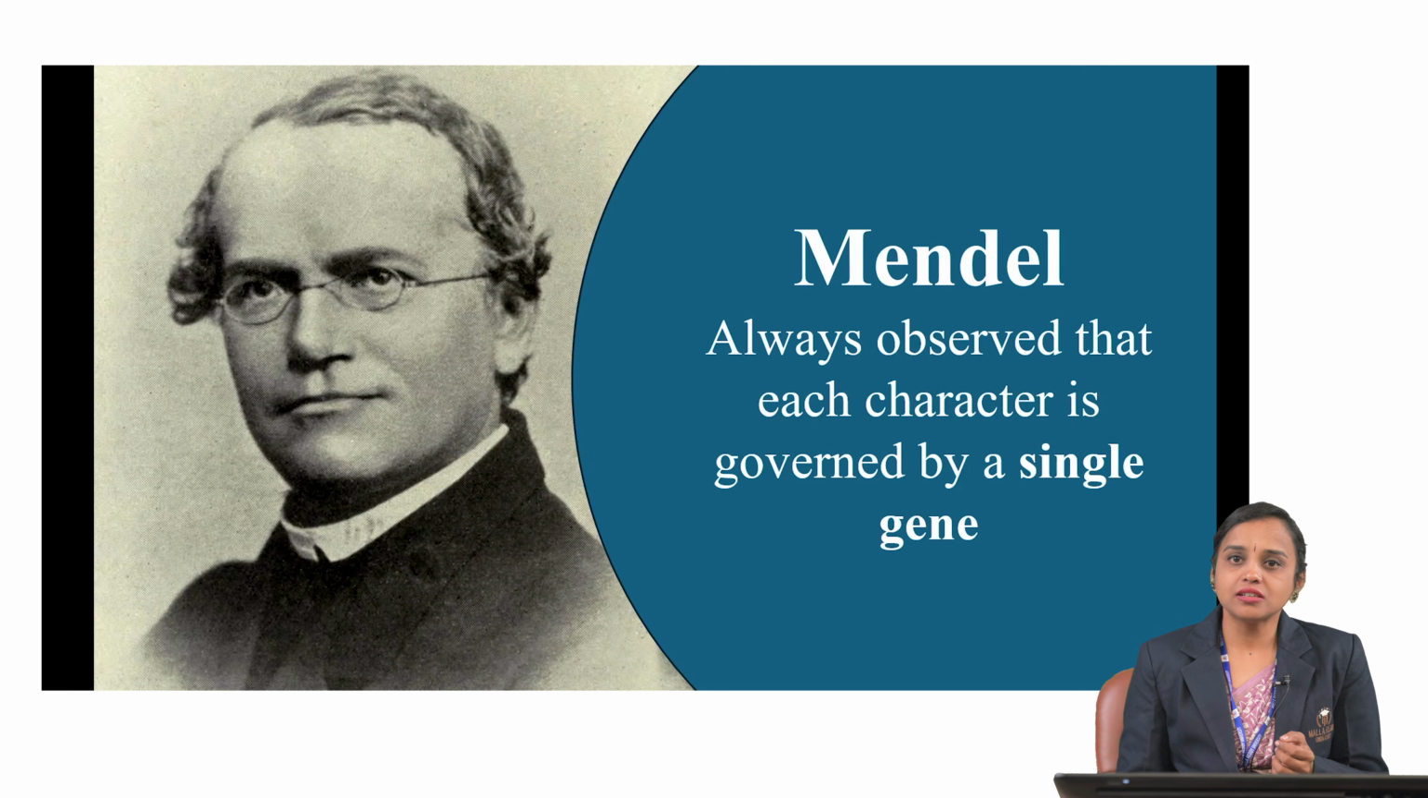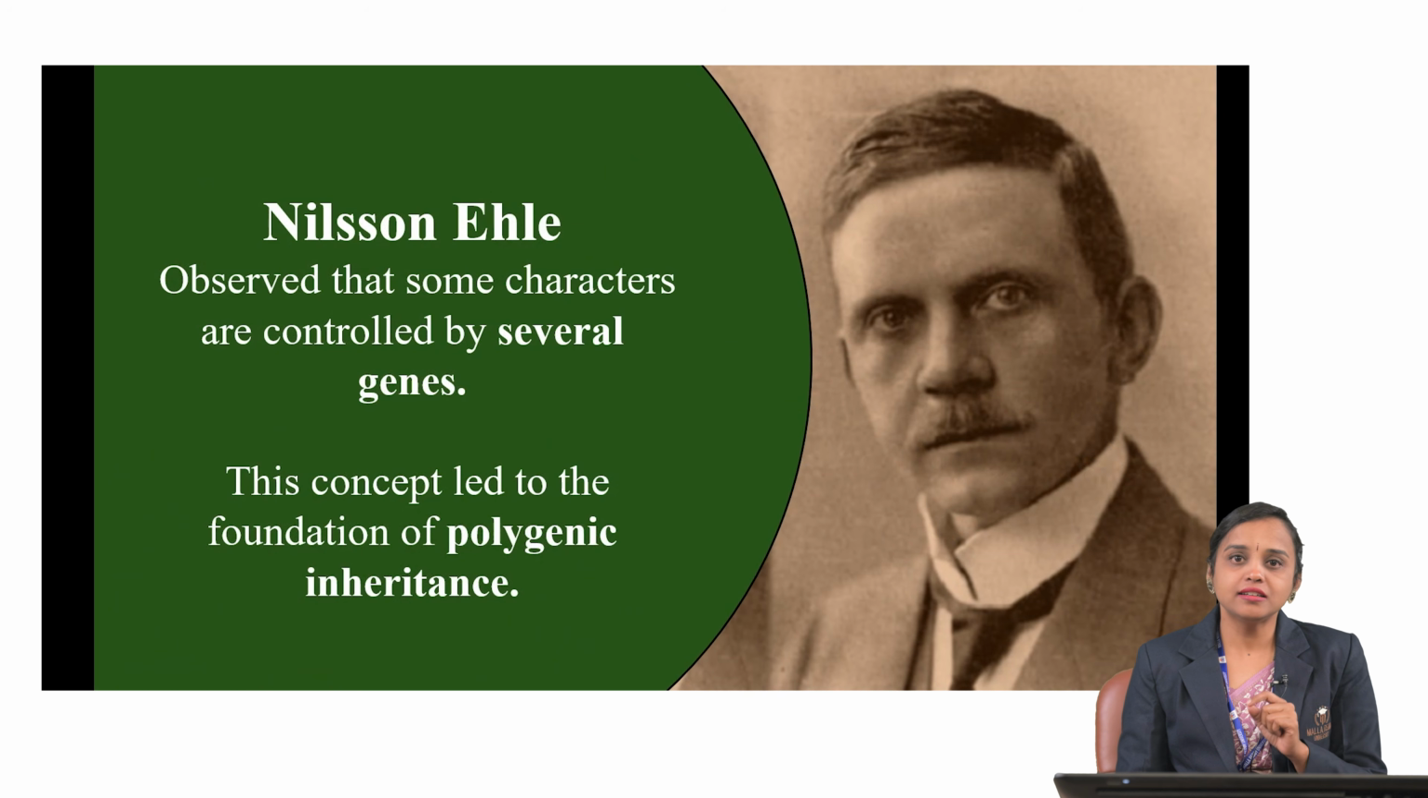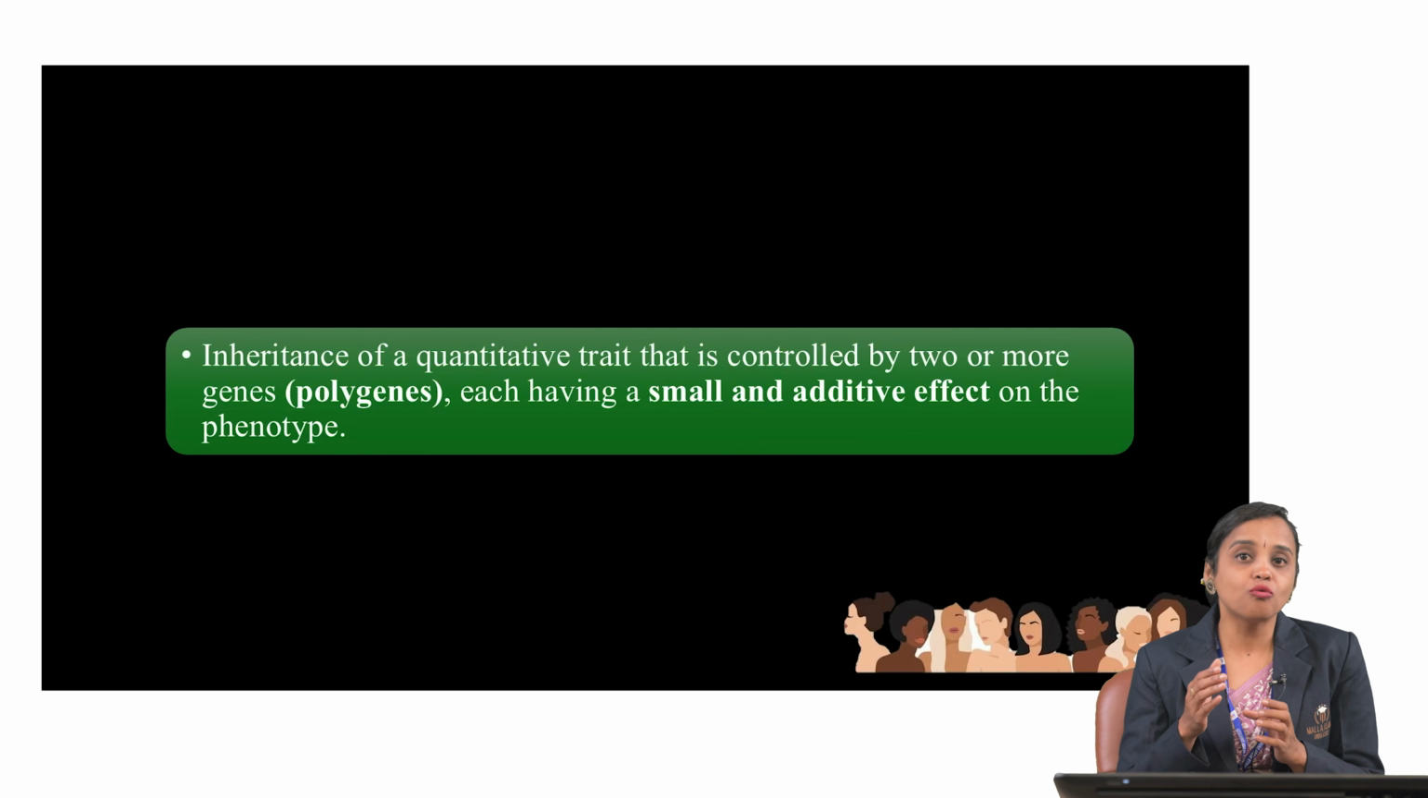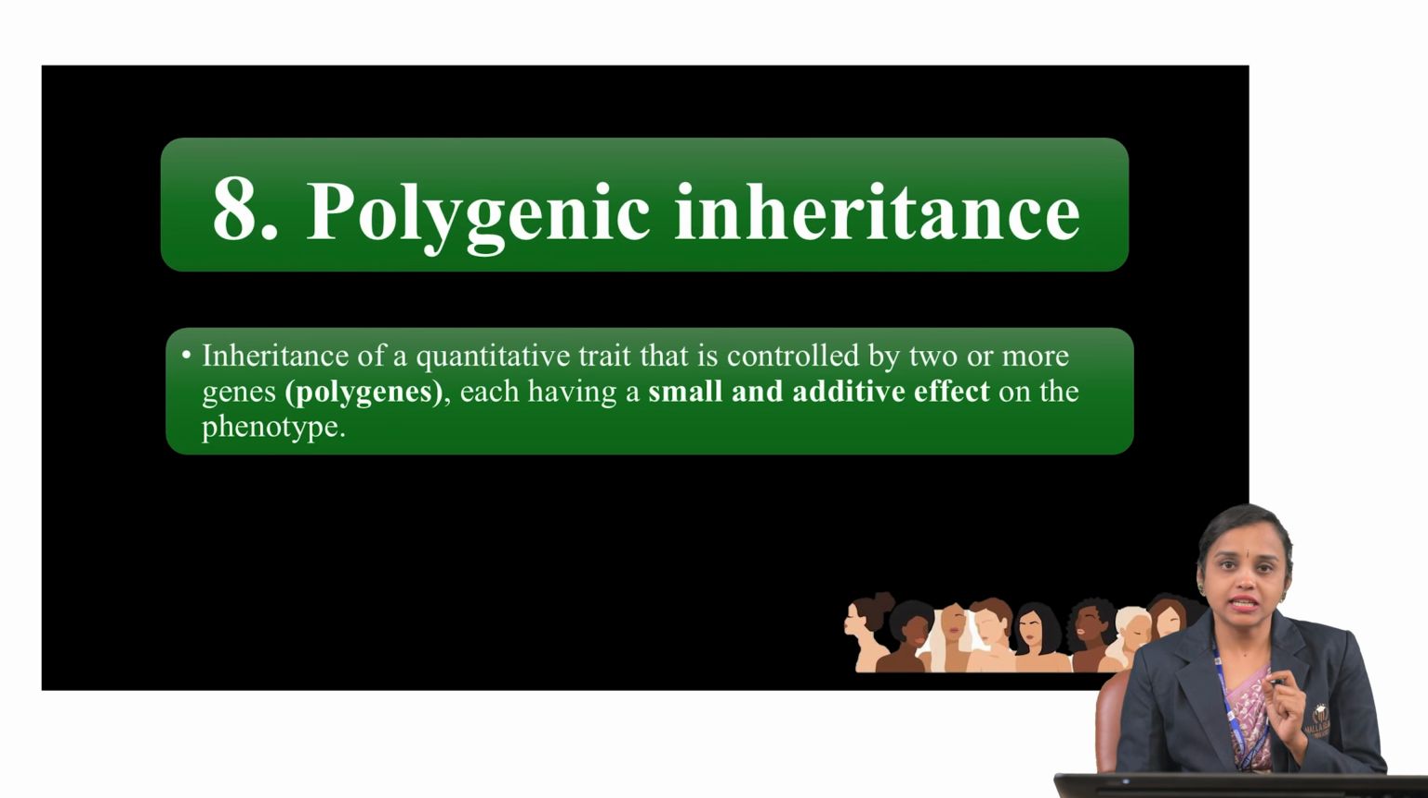So in another case, Mendel always observed that each character is governed by a single gene, but later, Nilsson-Ehle observed that some characters are even controlled by several genes, and each of such genes has an additive effect in the expression of the character. So this concept led to the foundation of polygenic inheritance. That is, inheritance of a quantitative trait that is controlled by two or more genes, each having a small and additive effect on a phenotype, which is called polygenic inheritance.